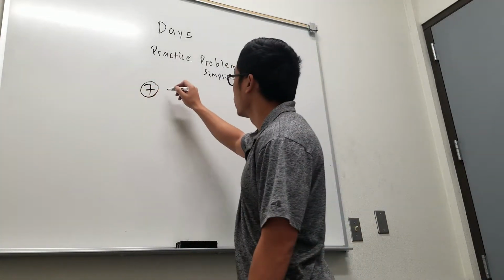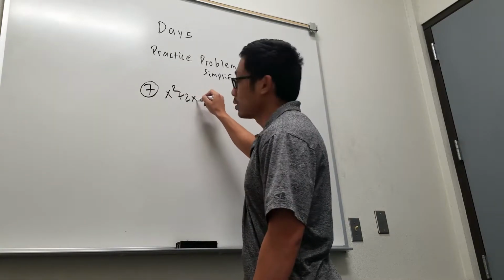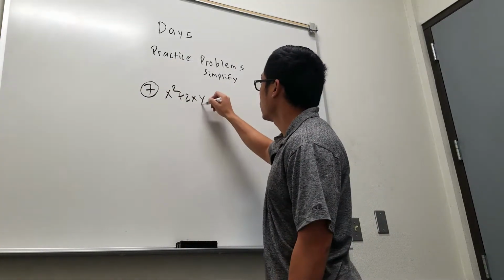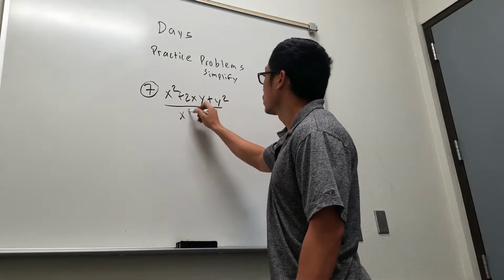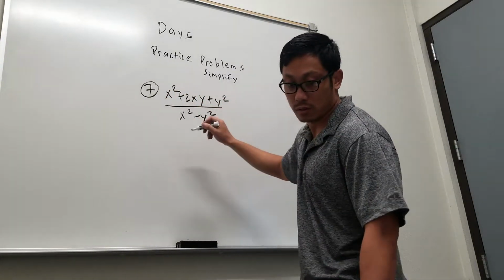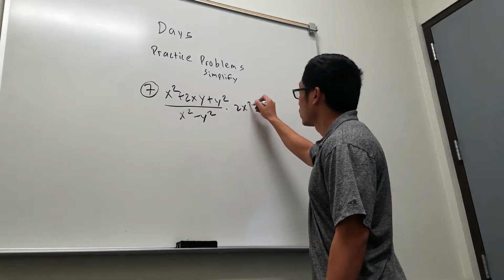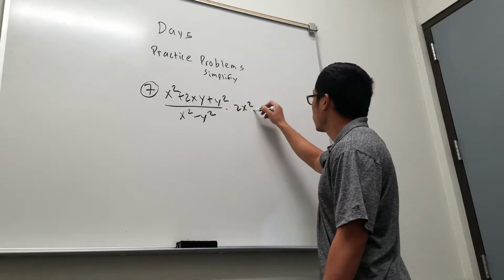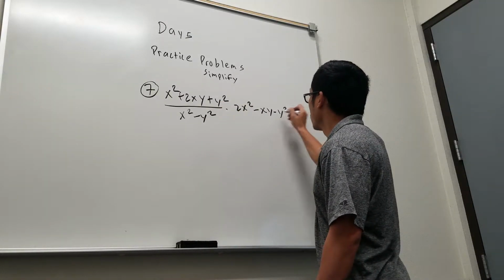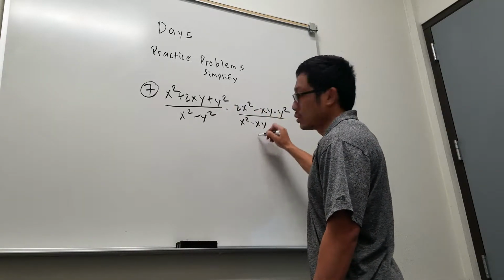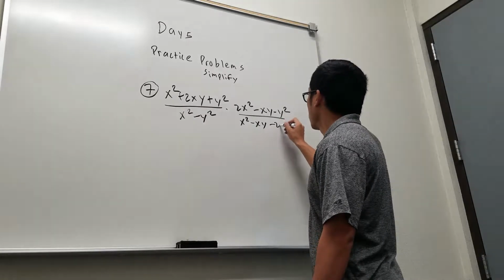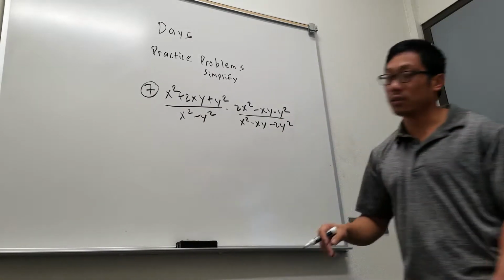x squared plus 2xy plus y squared over x squared minus y squared, minus, 2x squared minus xy minus y squared over x squared minus xy minus 2y squared. Go ahead, pause the video, try it out.